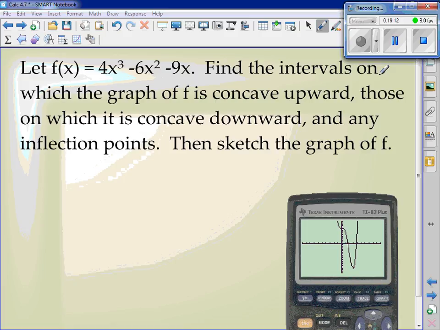This problem here is your homework. You have f of x equals 4x cubed minus 6x squared minus 9x. You're going to find the intervals in which the graph of f is concave up, concave down, and any inflection points. Then sketch the graph. In other words, you're to do all the same steps. Just do the graph on the back of the graph paper I gave you.